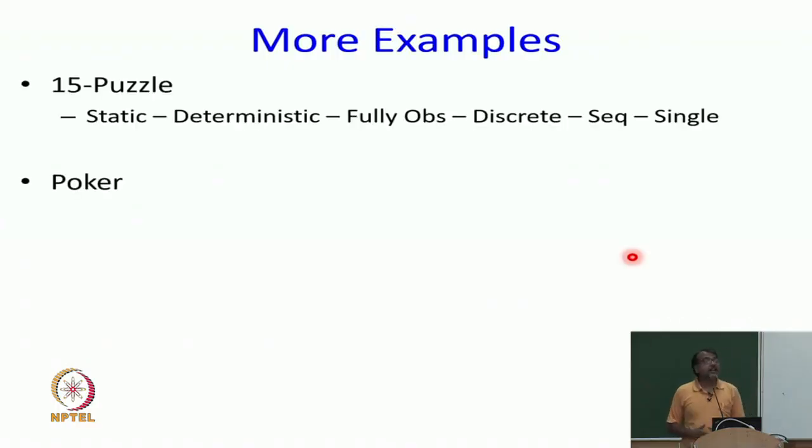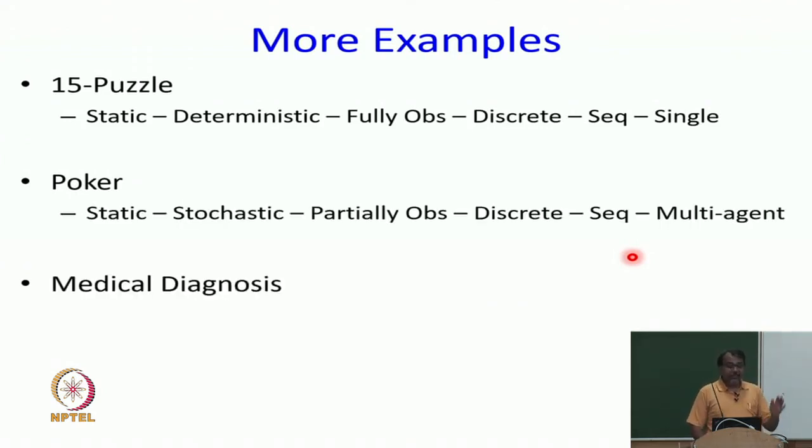So, one of the significantly easier examples would be the 15 puzzle. Is the 15 puzzle static or dynamic? Static. Deterministic or stochastic? Deterministic. Observable or partially observable? Observable. Discrete or continuous? Discrete. Sequential or episodic? Sequential. Multi-agent or single agent? Single. So, the only complexity it has is about sequentiality. And you can keep going further and further.